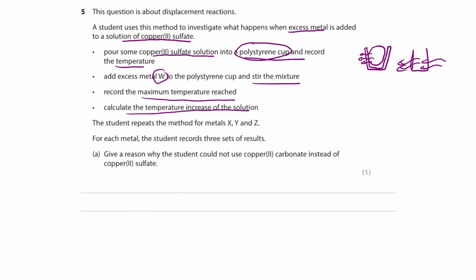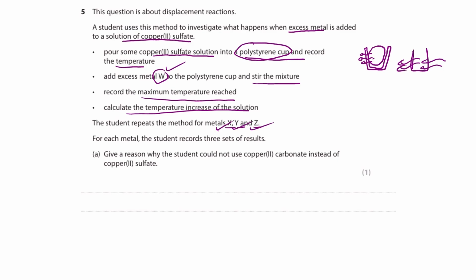The student repeats the method for metals X, Y and Z. They did the same thing for metal W as well as metals X, Y and Z. For each metal, the student records 3 sets of results. Okay, he gets 3 readings because it's better to repeat the experiment. If you make a mistake in one experiment, you can find it out in the second one.